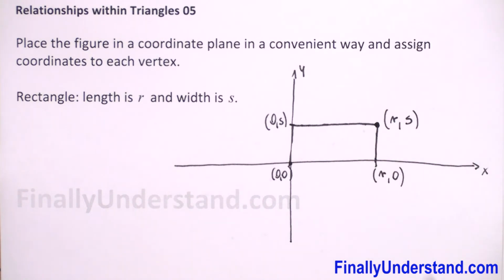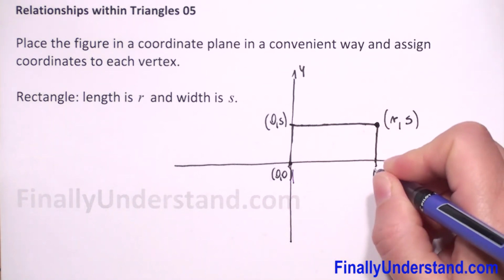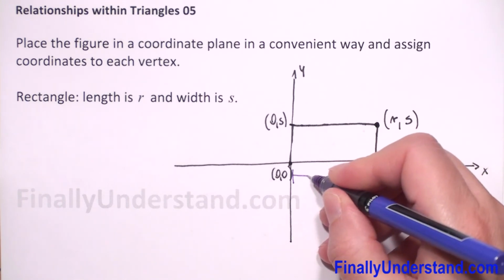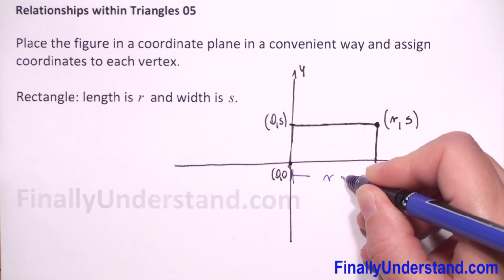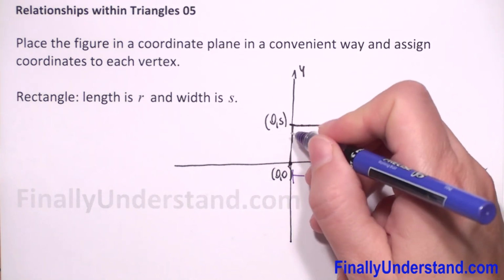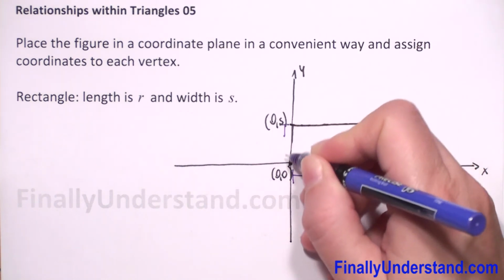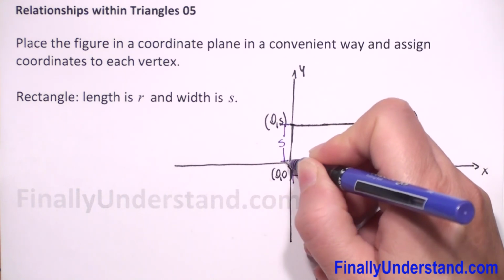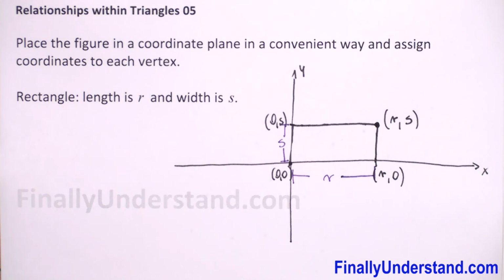So the distance from this point to that is r. This is the length of our rectangle, and this is our width s. This is my solution.